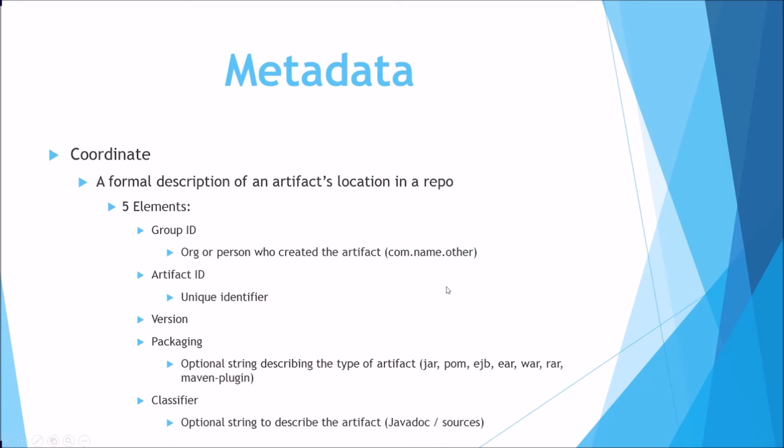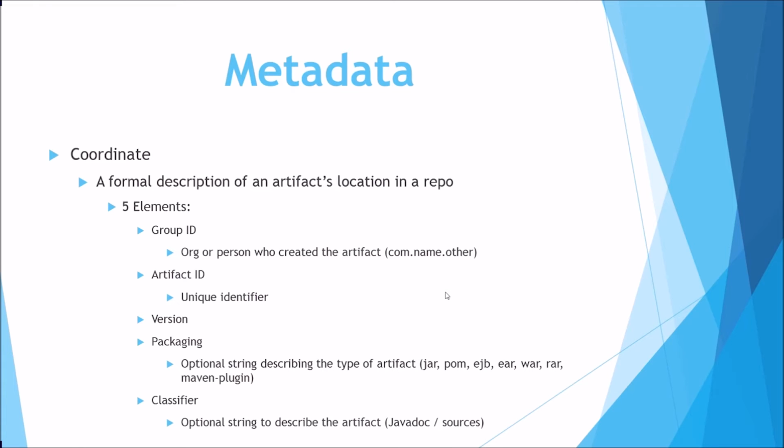Packaging or type is an optional string that describes the type of the artifact. Like I said, the default value is jar, and the 2 most common artifact types are the jar, of course, and then the POM file. There's other types. We have EJB, Enterprise Java Bean, EAR, WAR, RAR, Maven plugins. There's many types. In artifacts, packaging determines its default build lifecycle, and plugins can introduce additional packaging types. So if we want to add more, we can do that through plugins.